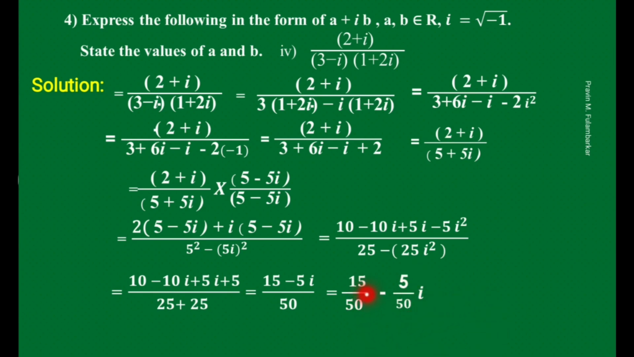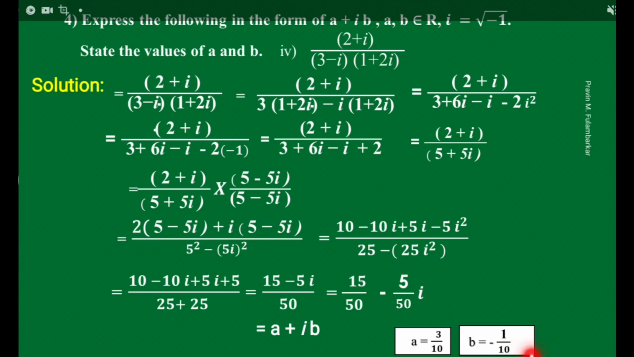So we can divide this numerator by 5, denominator by 5. So we write this as 3 by 10, and here we write 1 by 10. So we directly write a equals 3 by 10, b equals minus 1 by 10. You can simplify at this place, or you can directly write a equals 15 by 50, that is 3 by 10, and b equals minus 5 by 50, that is minus 1 by 10. So in this way you can solve sub question number 4 of question 4.